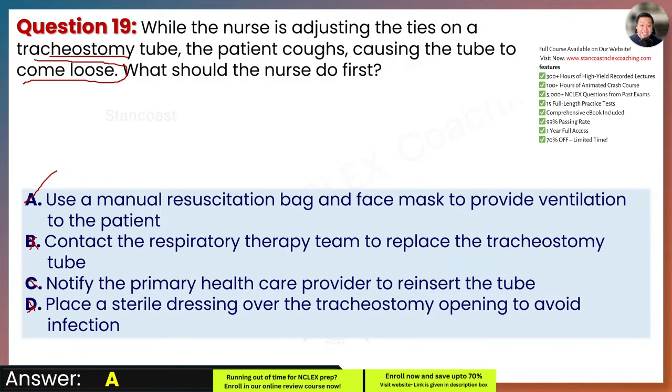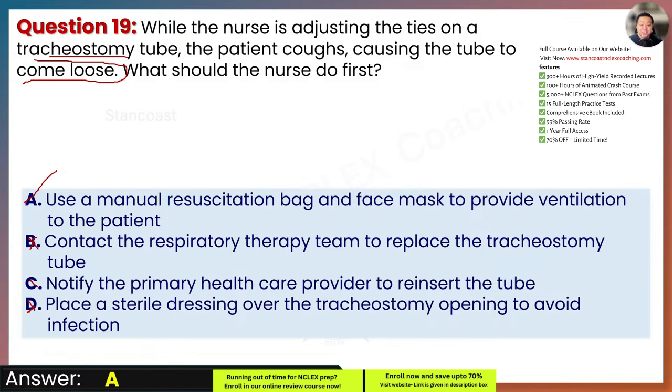The doctor isn't the one restoring the airway. You are the one responsible to do this. So you got to prioritize action over the notification to the medical provider. What about letter D? Place a sterile dressing over the tracheostomy opening to avoid infection.